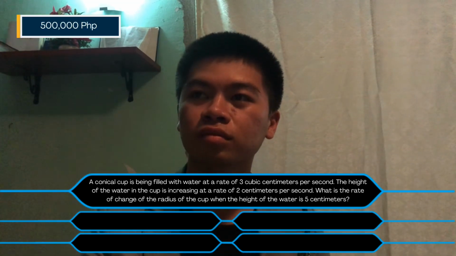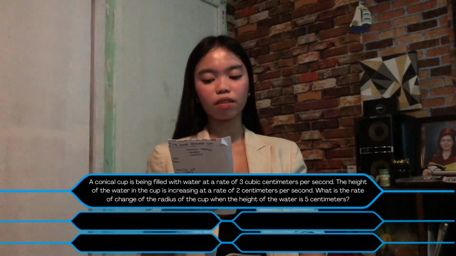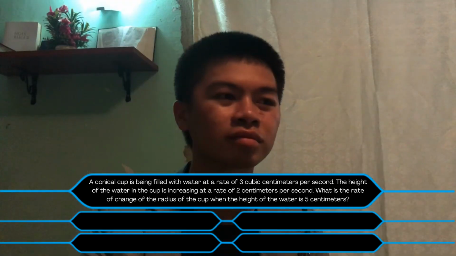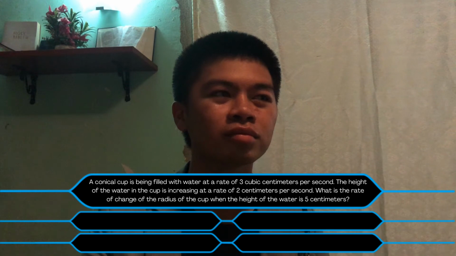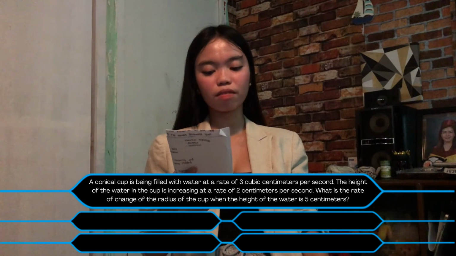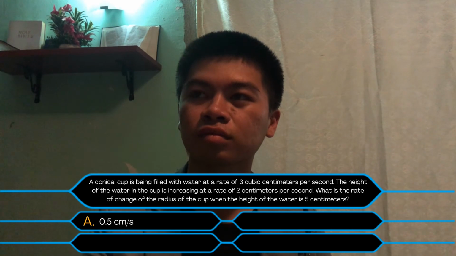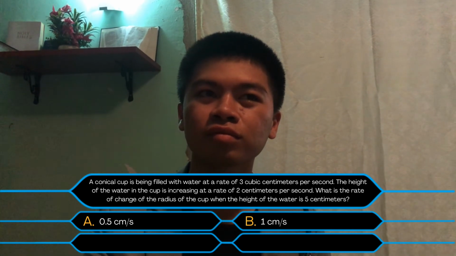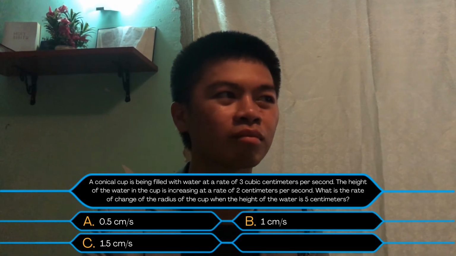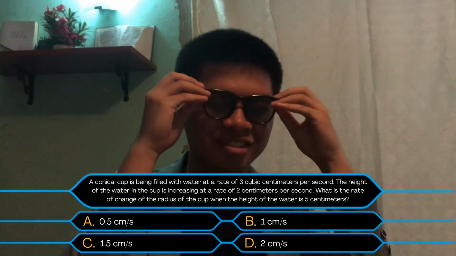A conical cup is being filled with water at a rate of 3 cubic centimeters per second. The height of the water in the cup is increasing at the rate of 2 centimeters per second. What is the rate of change of the radius of the cup when the height of the water is 5 centimeters? A. 0.5 centimeter per second, B. 1 centimeter per second, C. 1.5 centimeters per second, and letter D. 2 centimeters per second. Let's go with letter B.